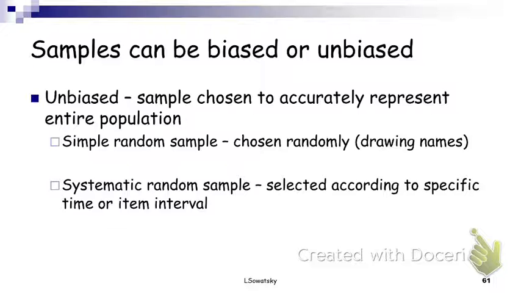So maybe if I wanted to do a survey, maybe I would ask every third student that arrived in the morning. And so it'd be systematic in that I'm doing every third, but it would also be random because I don't know who's showing up when.